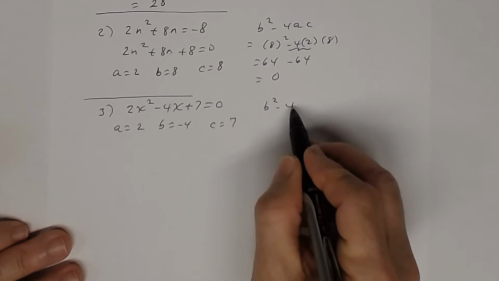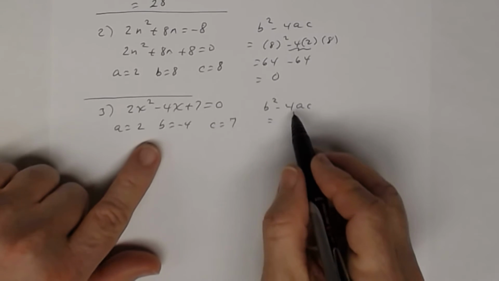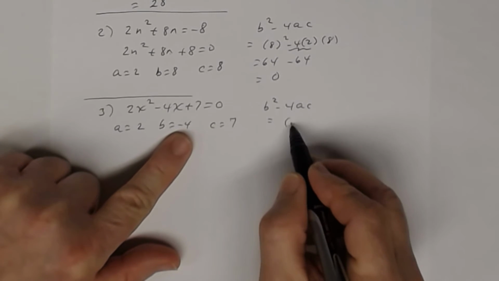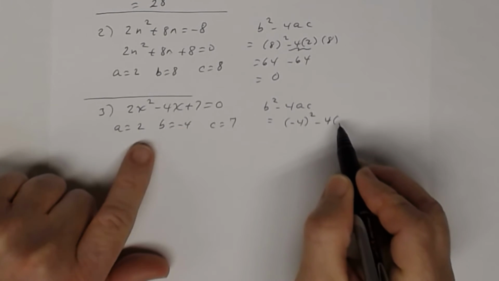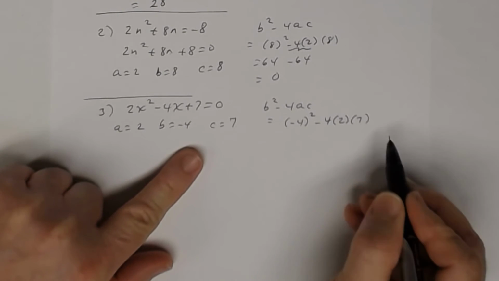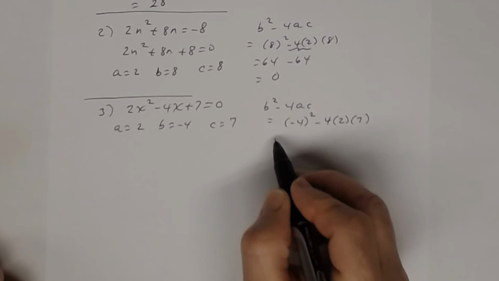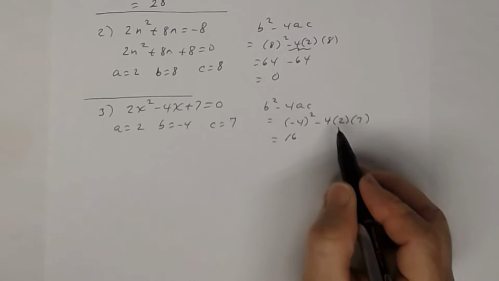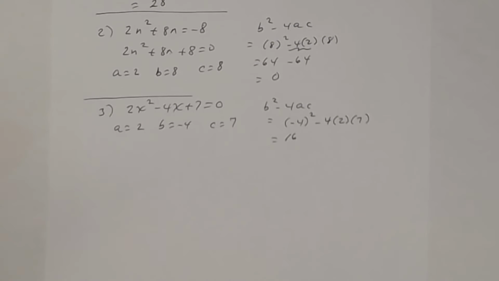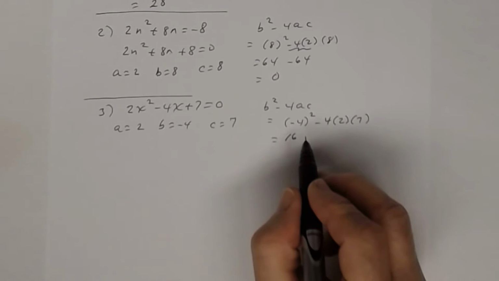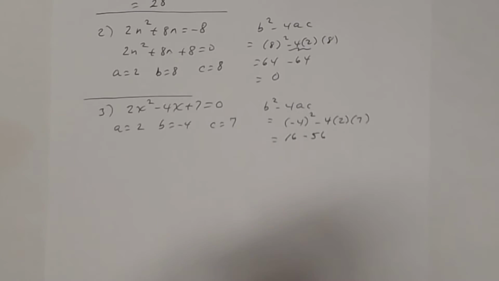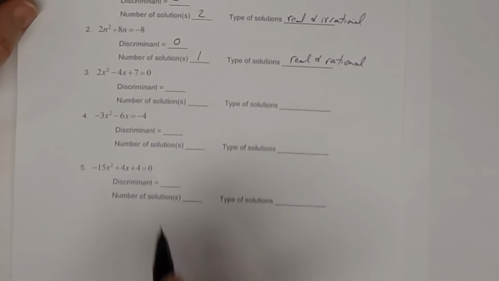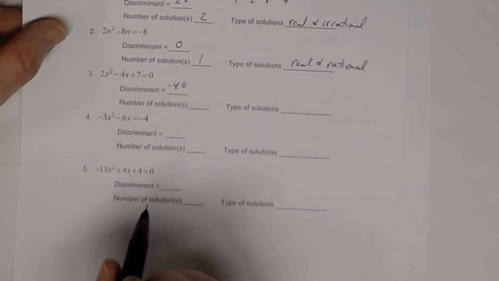The discriminant, b squared minus 4ac, so that's going to be b squared, so that b is negative 4, put in parentheses, it has to be squared, minus 4 times a, which is 2, times c, which is 7. So negative 4 times itself is 16. A negative 4 times 2 is a negative 8, and 8 times 7 is 56, right? So this becomes a negative 56. And so 16 minus 56 will give us a negative 40. Okay? So the discriminant is a negative 40. So you're going to put negative 40 in the blank right here for the discriminant.